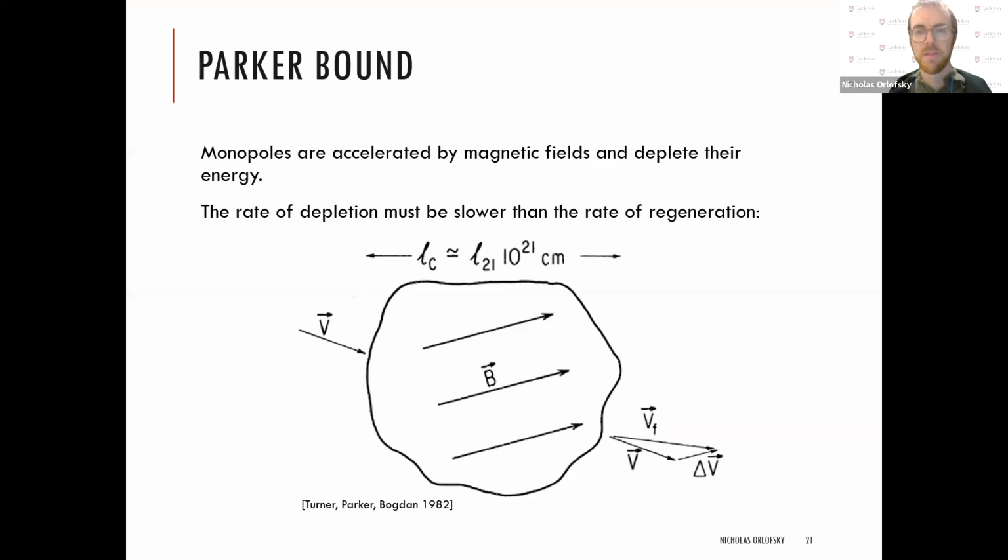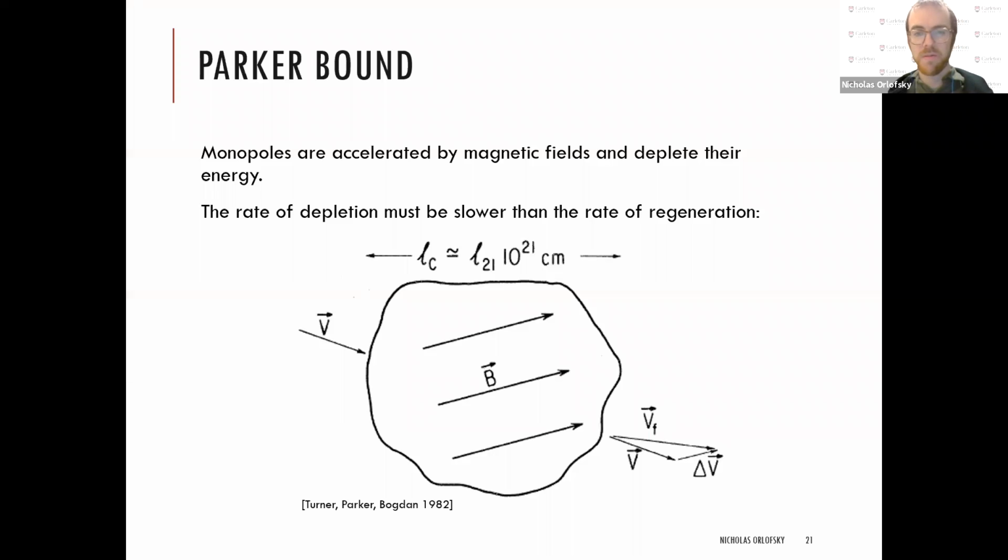Okay, so that's all I'm going to say about formation for now. So now let's start talking about some of the bounds that one can place on these relics. We can start by thinking about bounds that are placed on regular particle monopoles as opposed to magnetic black holes. One of the first places to go is the Parker bound.